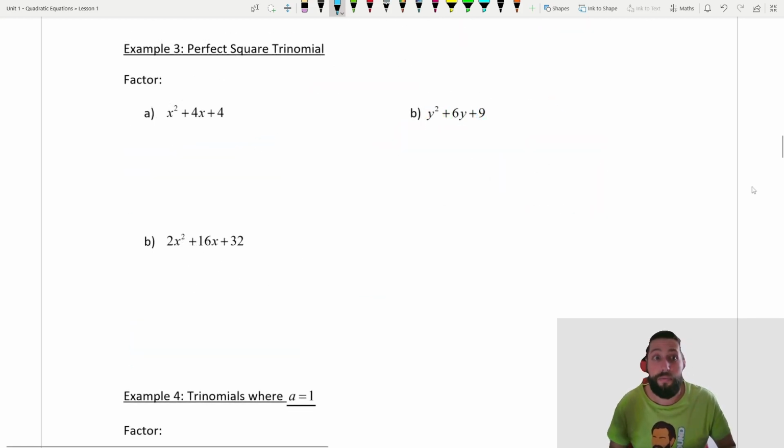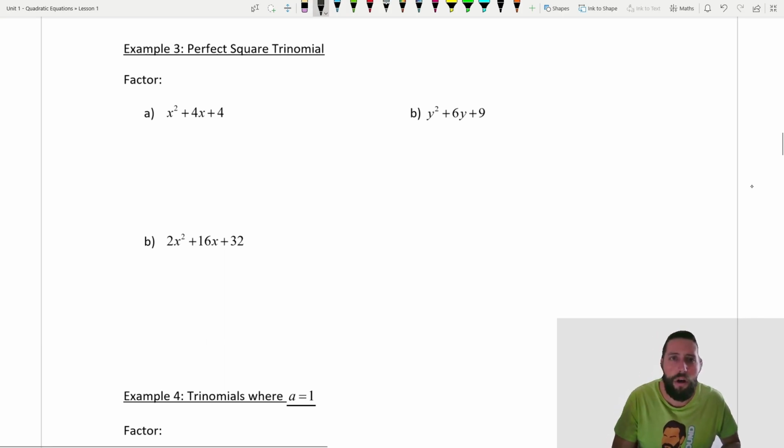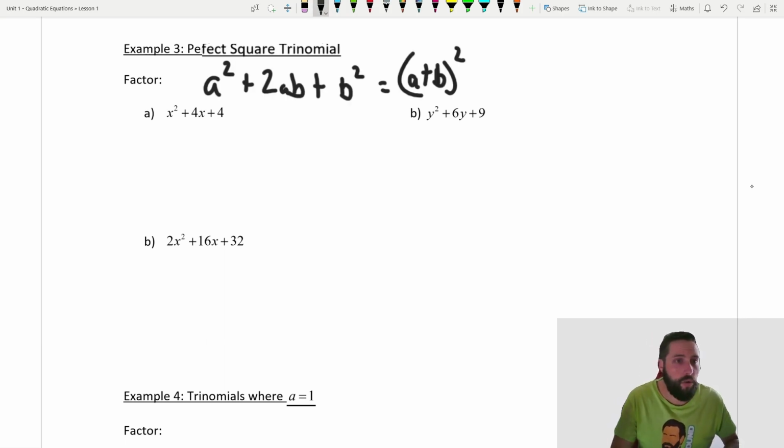Moving on to example 3. Okay, so example 3 is your perfect square trinomial. That's when you can bring it down to, if we can recall, that's what it can be written as. So we're going to rewrite it so that it's like that. So now we have x squared plus 4x plus 4.